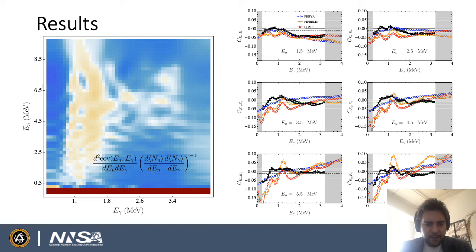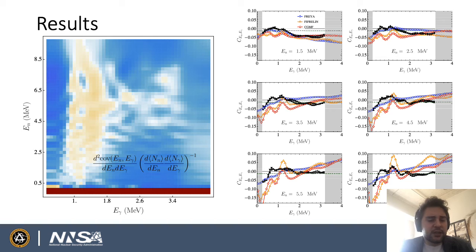Well, after collecting all the data and analyzing 10 billion fission events, we finally can present the results of our investigation. As I've shown in the previous slide, the covariance after differentiation can actually be presented as a surface, where now the covariance for each combination of neutron energies and gamma ray energy can be represented as a matrix or a surface.